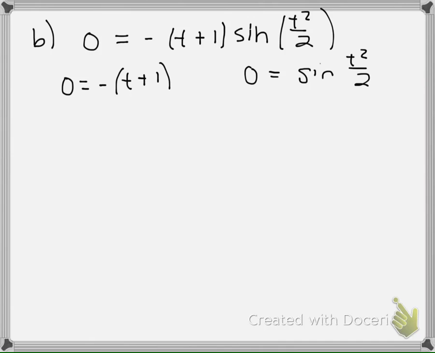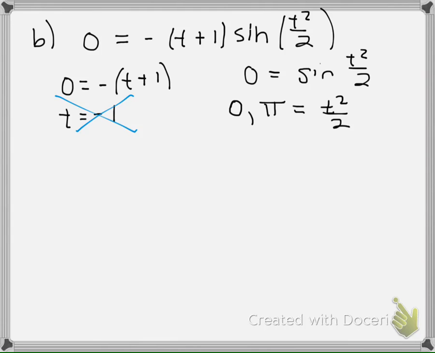So over on the left, I'm going to get t equals negative 1. Well, we know we can't have a negative time, so I'm not going to use that one. Over on the right, I need to evaluate sine of t squared over 2. When would that be equal to 0? Well, I know that sine is 0 when the angle is either 0 or pi. So I know that 0 or pi has to be equal to t squared over 2.